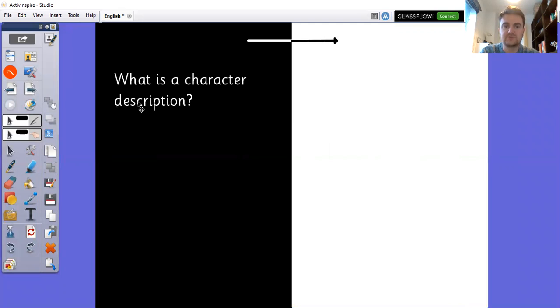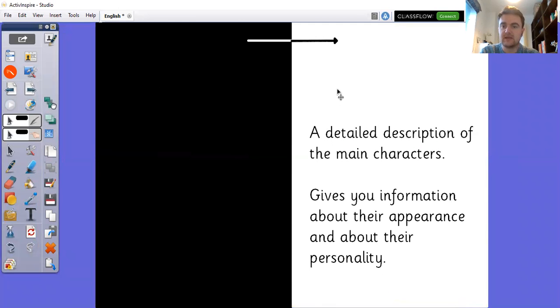A character description describes the main characters. It's a detailed description that gives you information about their appearance and also about their personality. Previously in English, we have had a go at using show, don't tell, where we attempt to describe characters through their actions instead of just through a long list of adjectives. Tomorrow, that's what we are going to be focusing on again, is having a look and seeing how we can turn those characteristics of a character and show them while still furthering the rest of the story.